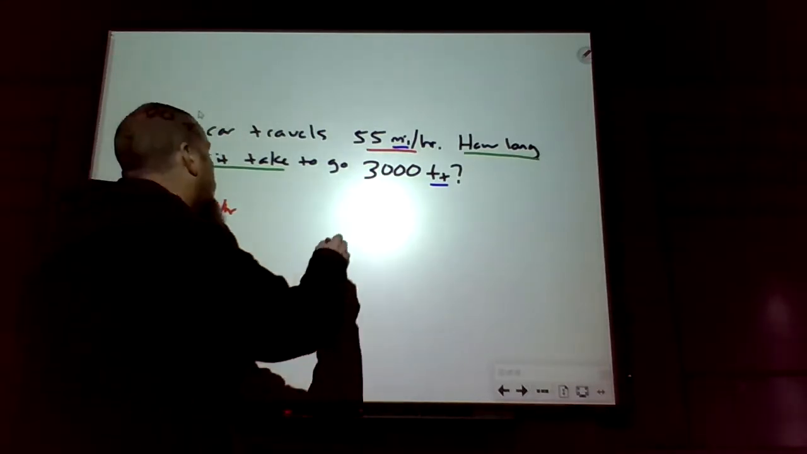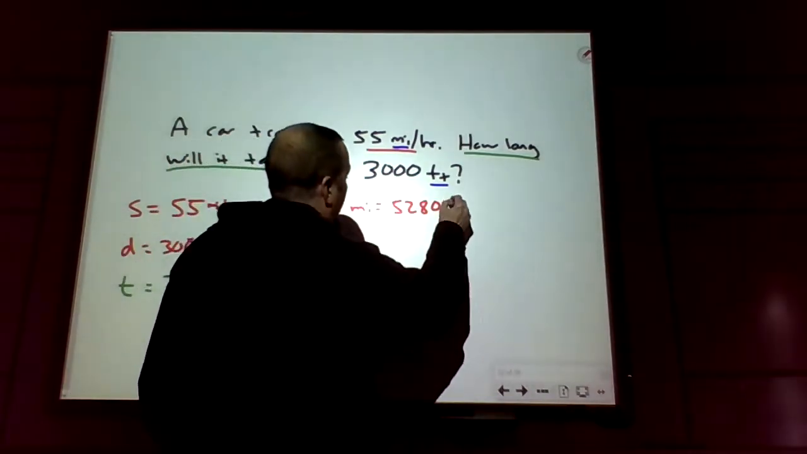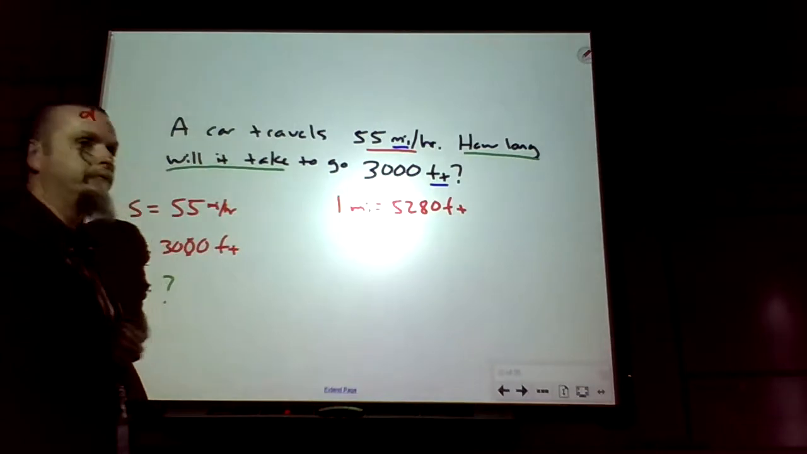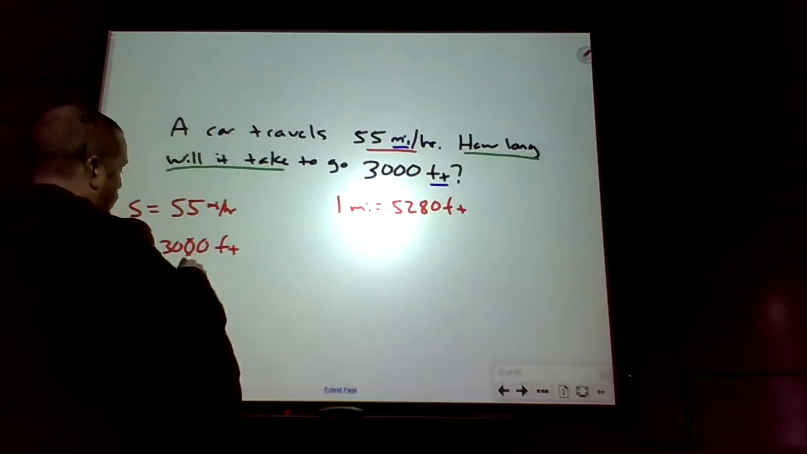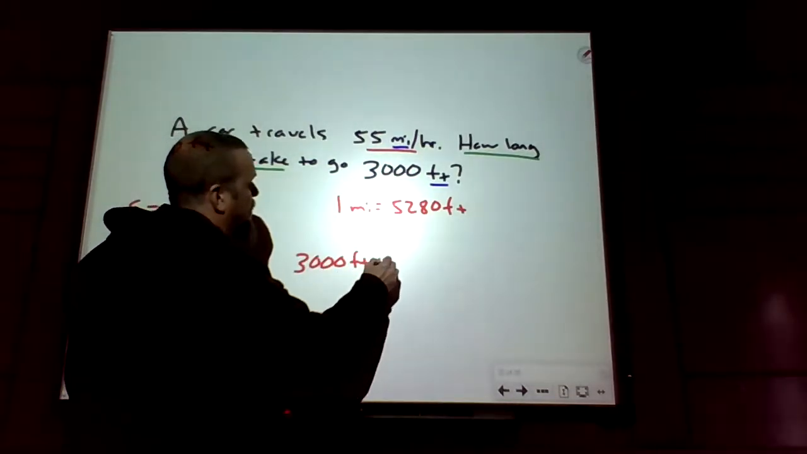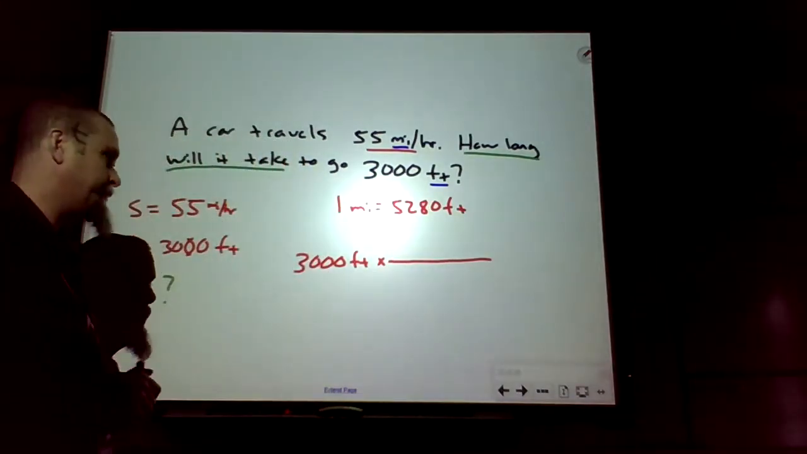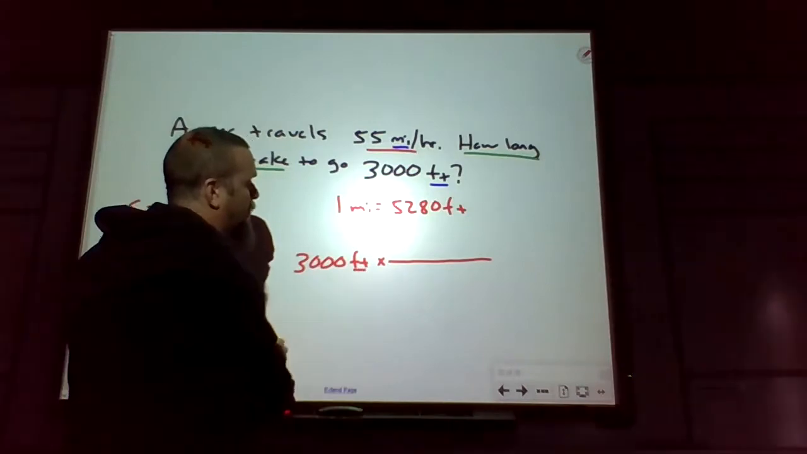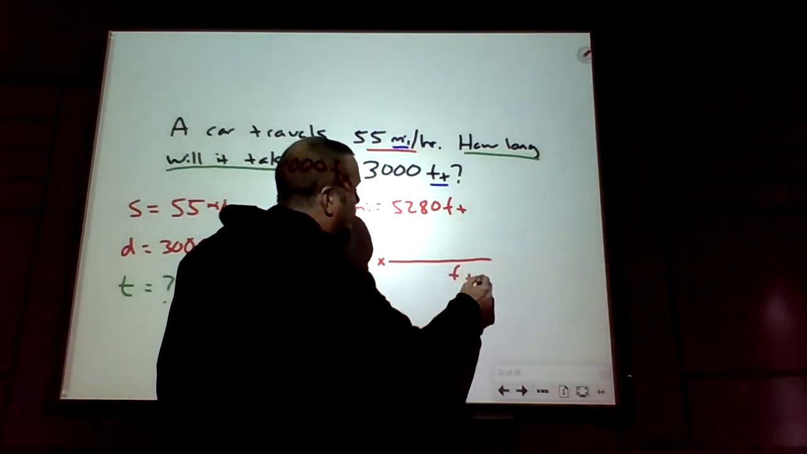To do that, we have to know that 1 mile is 5,280 feet. Now at this point, we'll do a little bit of dimensional analysis to make the conversion. We start with our given, which is 3,000 feet, times a fraction bar. Because we're starting off with feet from the 3,000, we'll put the feet on the bottom to make it cancel.